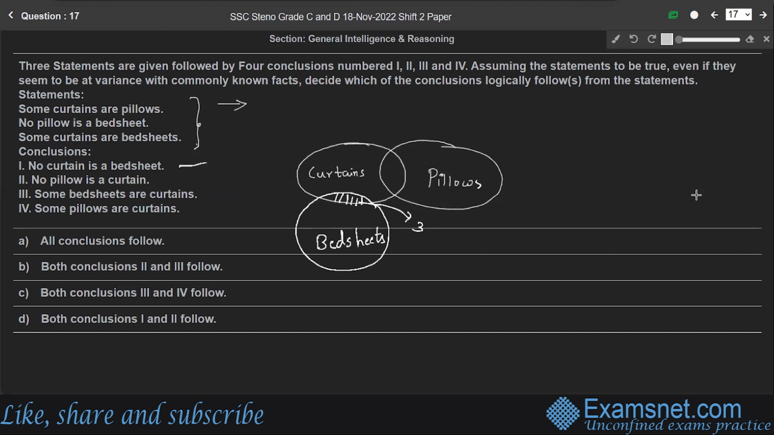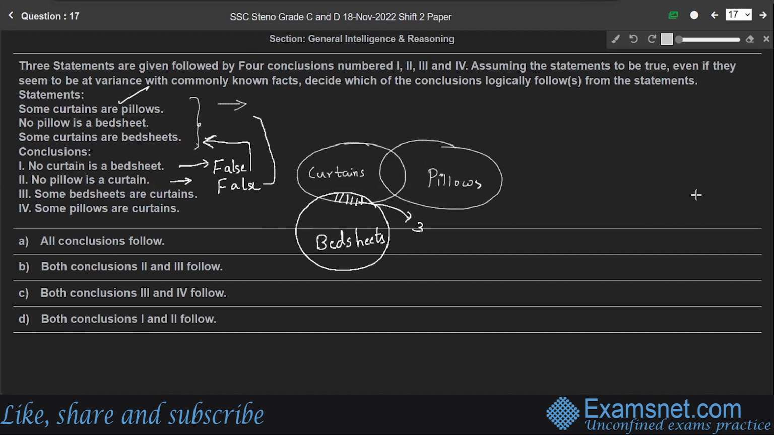Now come to the conclusion part. No curtain is a bed sheet. According to the third statement, some curtains are bed sheets. Therefore, no curtain is a bed sheet is a false conclusion, because of third statement. And the second one, no pillow is a curtain, is also false because of the first statement, some curtains are pillows.